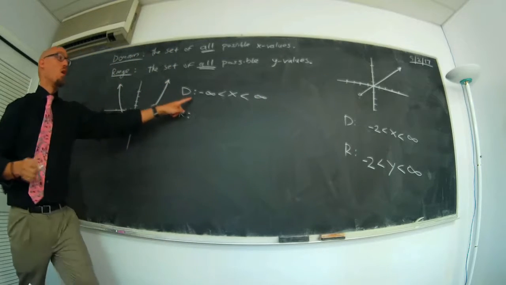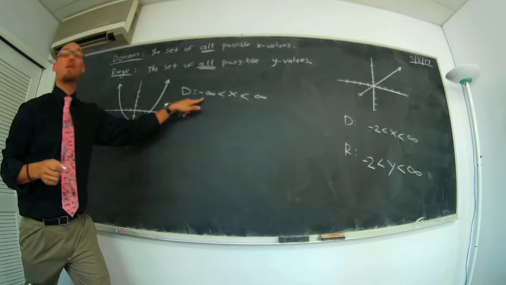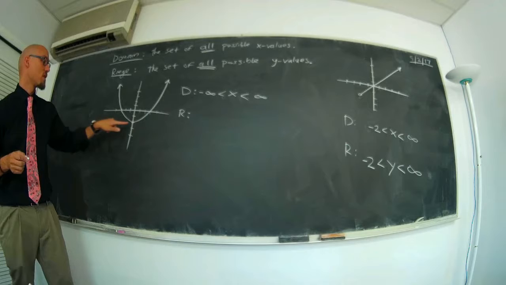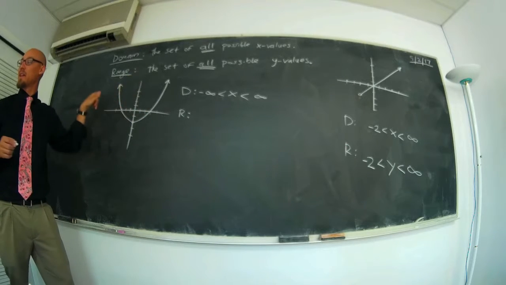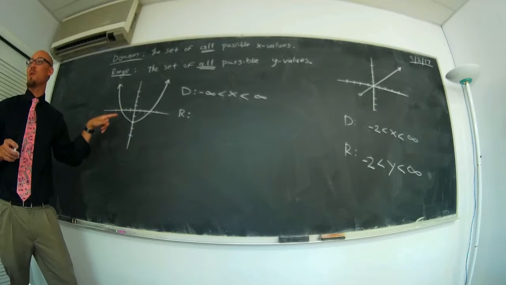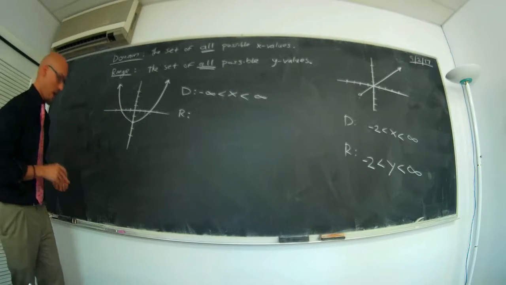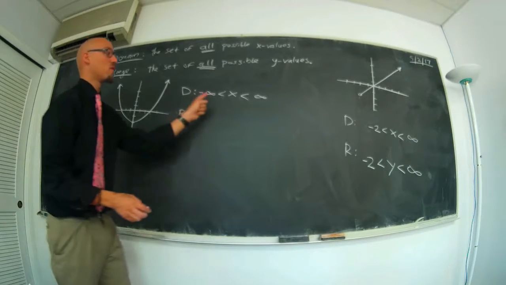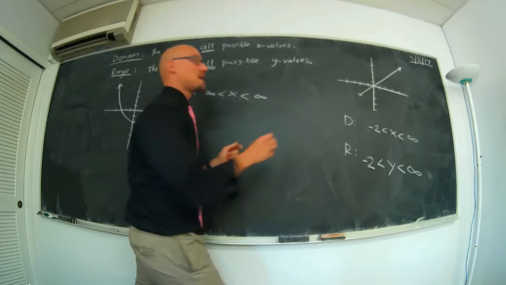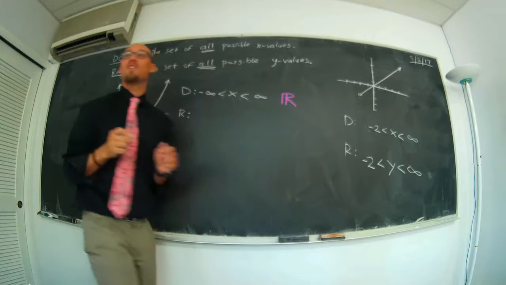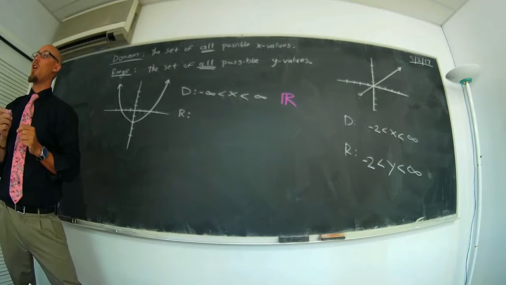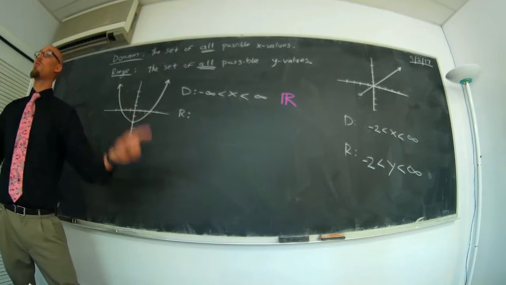And now, this means we could plug any number into this function. We can plug in 0, 1, 2, 3. We can plug in positive, negative, 0, fractions, decimals. We can plug in pi. And when you can plug any number into a function, it's called the set of all real numbers. Written like this, funny R. Funny R means the set of all real numbers.